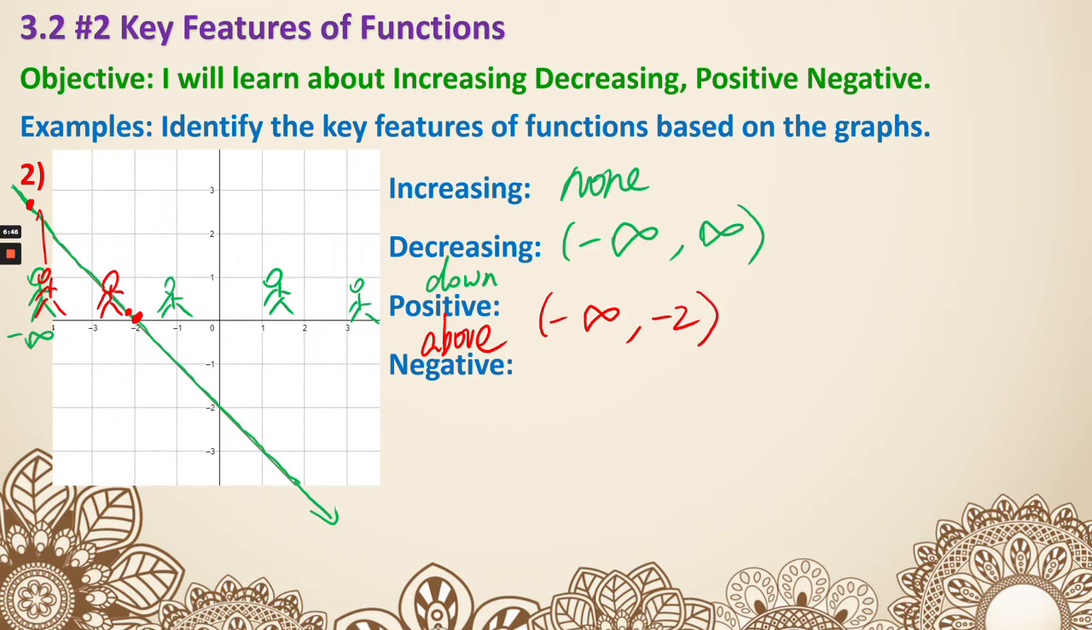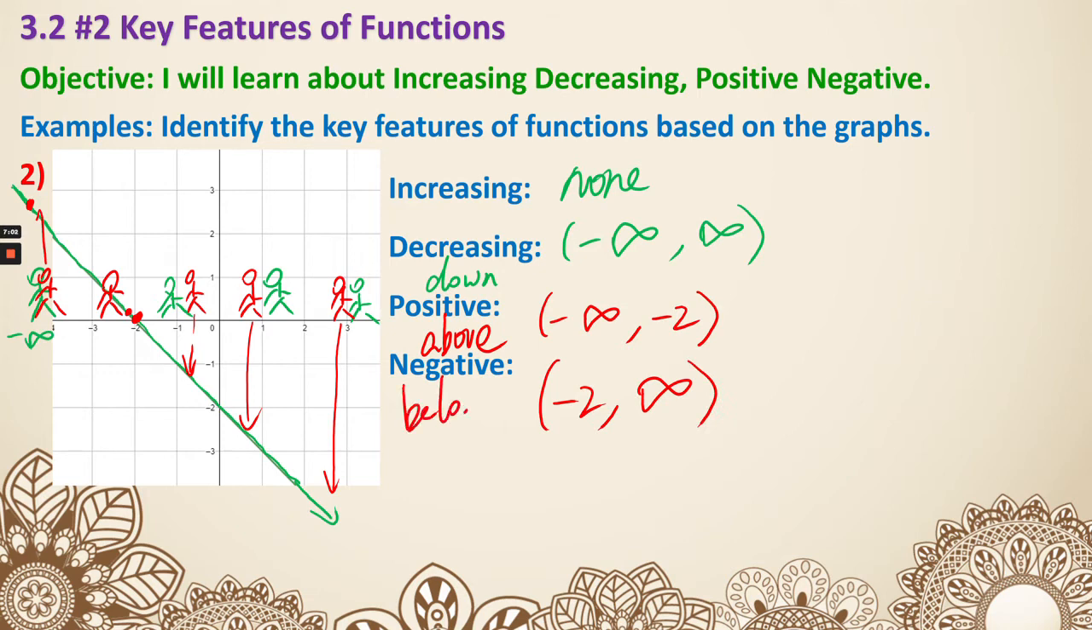But starting from -2, when he's here, it's below the ground. When he's here, it's below the ground. When he's here, it's still below the ground, all the way to infinity. So start from -2 to infinity. Everything is below the ground, so they are negative.